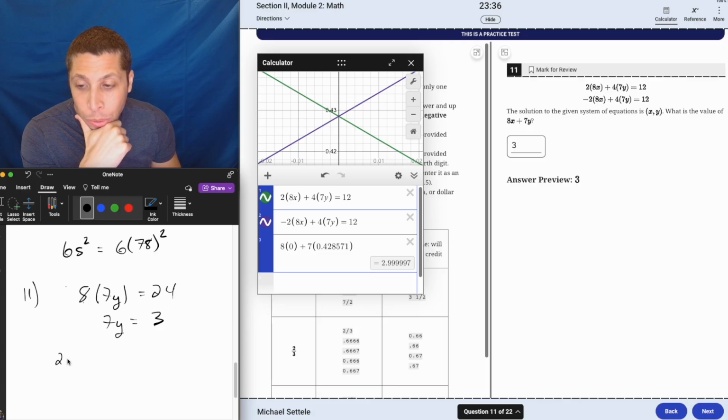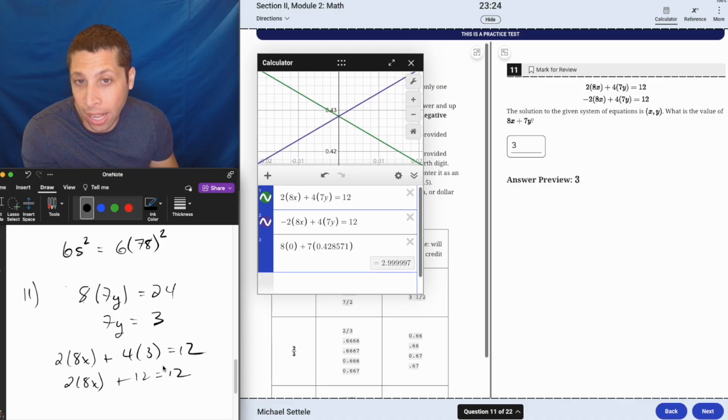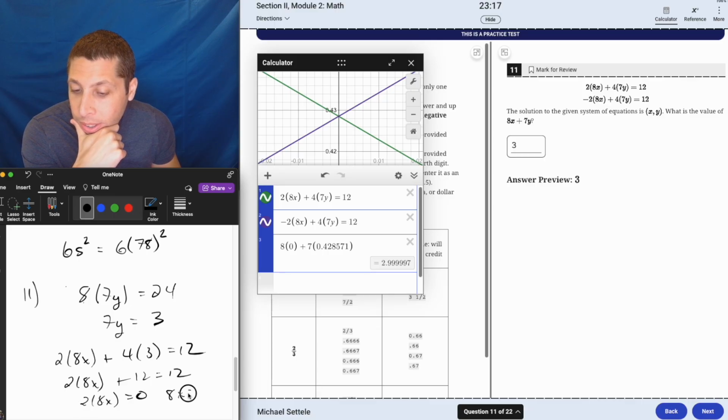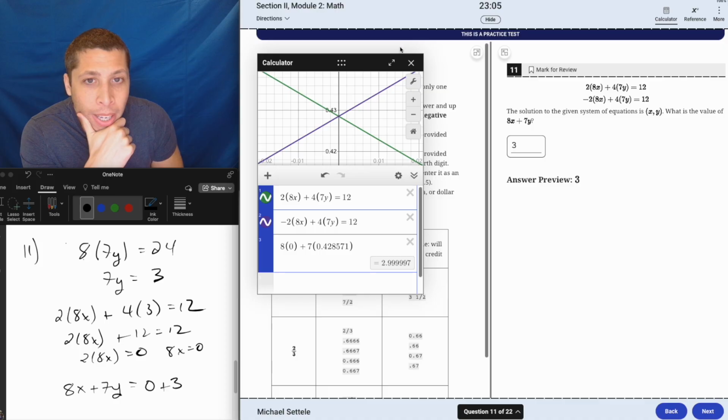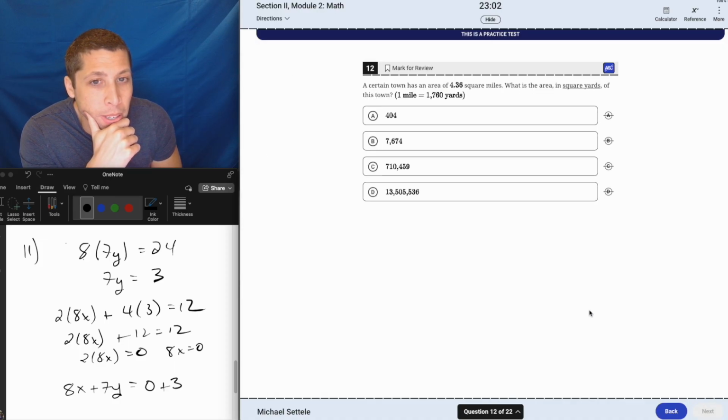So 2 times 8x plus 4 times 3 is 12. So 2 times 8x, we'll leave it like that, plus 12 is 12. And we got our x to be 0. So 2 times 8x is 0, so 8x is 0. So we want 8x plus 7y. So that's 0 plus 3. Yeah, annoying. They did that on purpose.